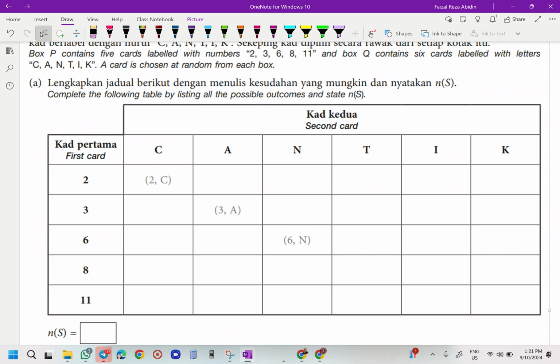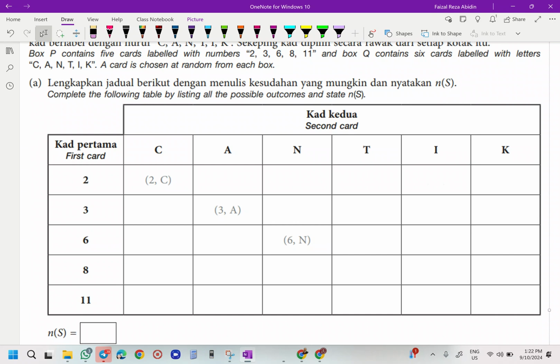So if you look over here, is this one going to be dependent or independent? Dependent. Independent. This one is independent. Why? Because if you look there, your first card is going to be a number, your second card is going to be a letter, right?